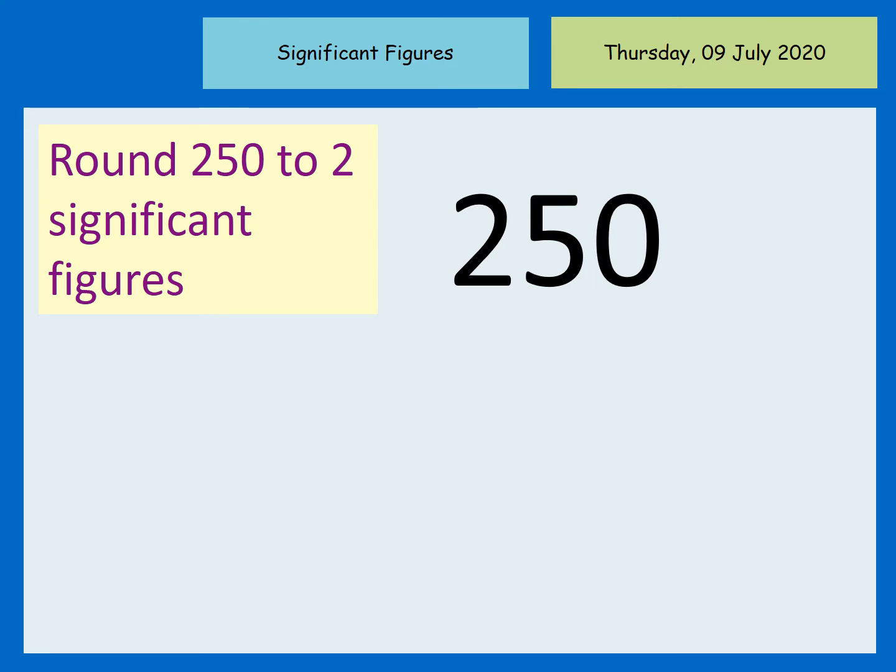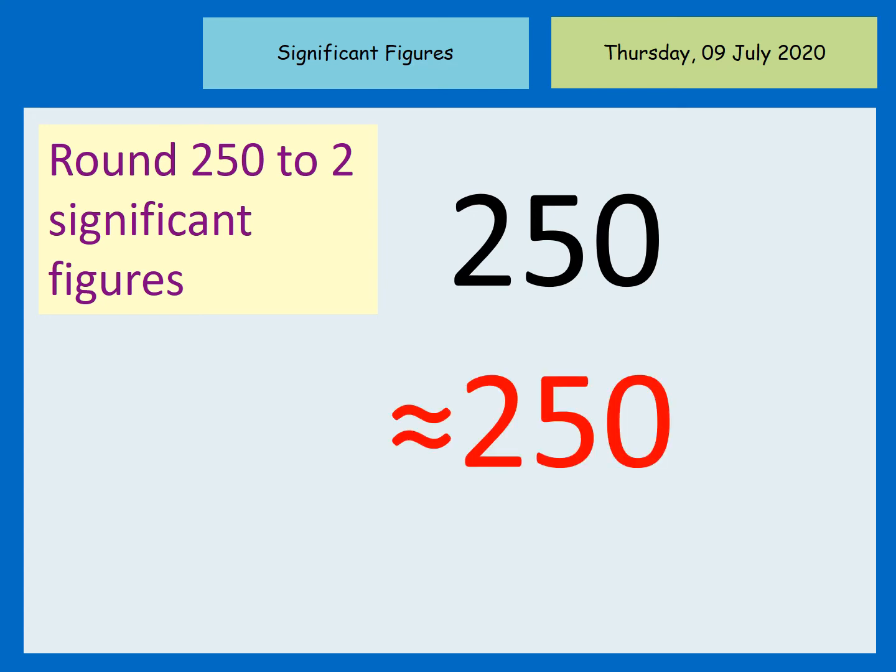Okay. If we have the number 250, again, we're going to try and round this to two significant figures. So our second significant figure we're going to find first is the 5. If we look at the number directly to the right of this, we have a 0. So that 0 is going to tell us that the number is going to round down, and so the 5 will stay the same. So the answer would be exactly the same. It would stay as 250. It's already at two significant figures.